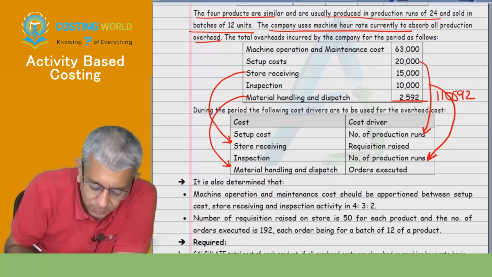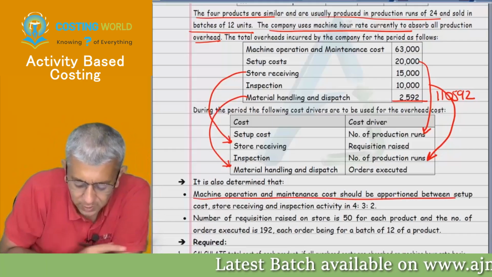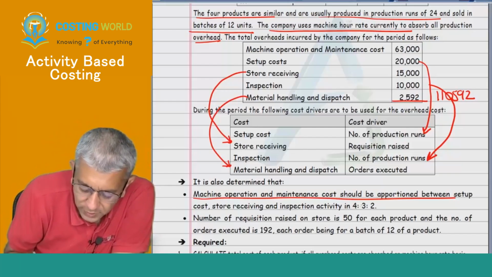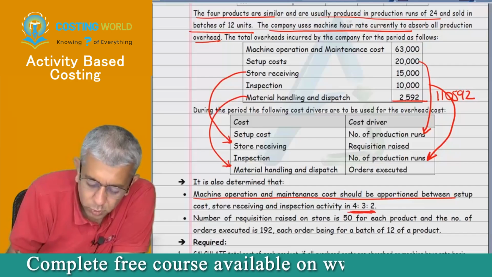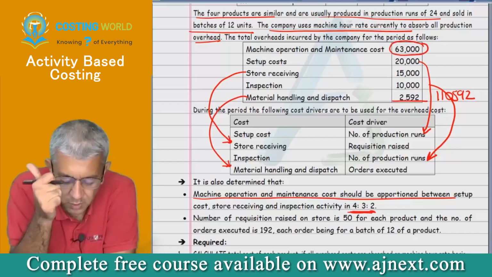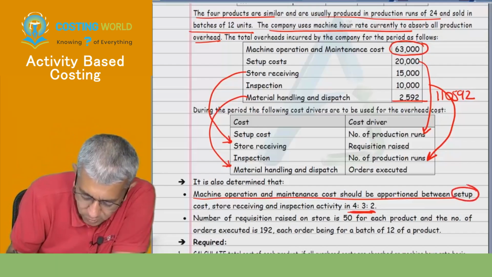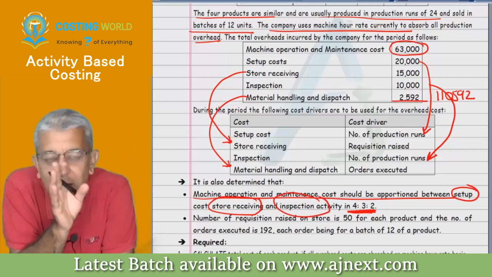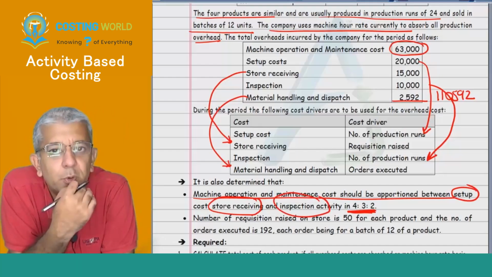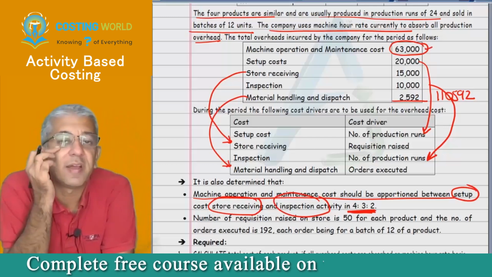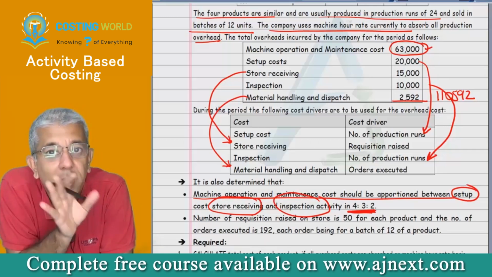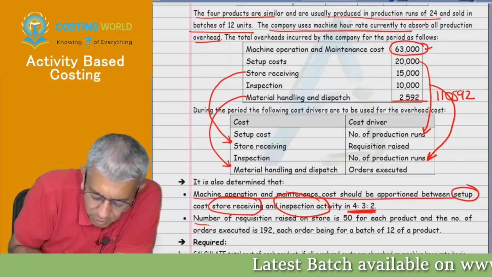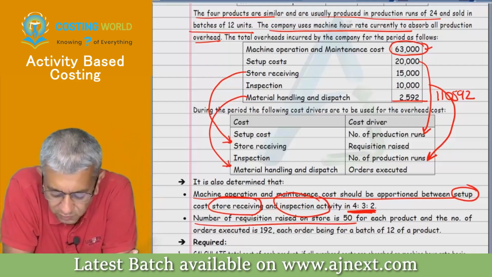And they will tell you something about that. Machine operation and maintenance cost should be apportioned between setup cost, stores receiving and inspection activity in the ratio of 4:3:2. So they are saying this particular cost should be distributed between setup cost, stores receiving and inspection activity in this ratio. Do you all understand? If you follow this point, then automatically this cost will get divided among the other activities. Hence, you will not require the cost driver of that. Yes, sir. Okay, further.